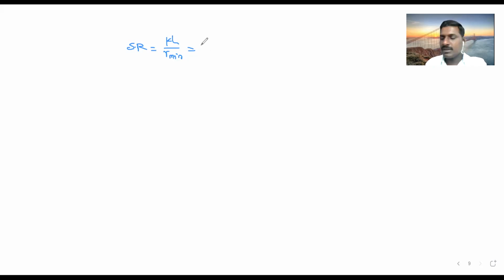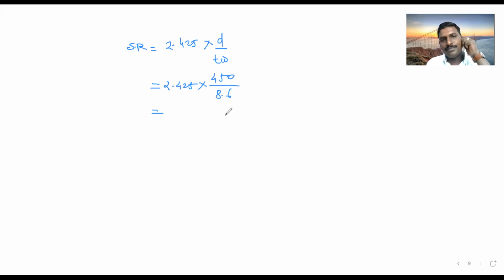Please speak. Have you written the procedure? Yes, sir. So is this formula given, or is any other formula given? No, sir, this formula is not given. So another formula is given. That formula is 2.425 into D into TW. So 2.425 into D, which is 450, divided by T, which is 8.6. So how much is this value? 126.88. This is the slenderness ratio.